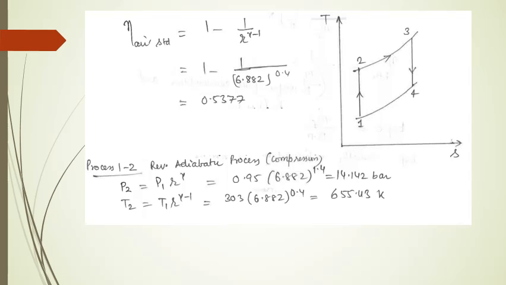Now we have drawn the TS diagram here for the Otto cycle. Process 1 to 2 is basically a reversible adiabatic compression process. So the relation between pressure and compression ratio is given by the formula P2 is equal to P1 into r raised to power gamma, and the value of P2 comes out to be 14.142 bar. Similarly, the relation between the temperature and compression ratio is T2 equals T1 into r raised to power gamma minus 1, and the value of T2 comes out to be 655.43 Kelvin.